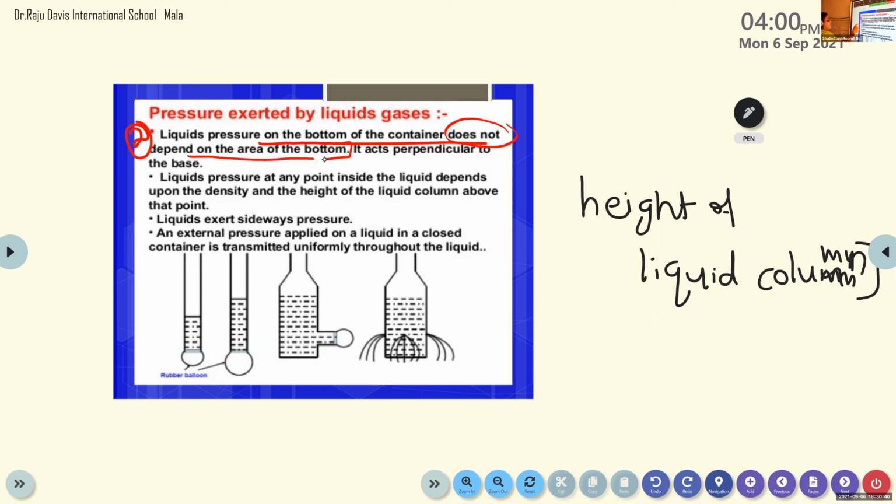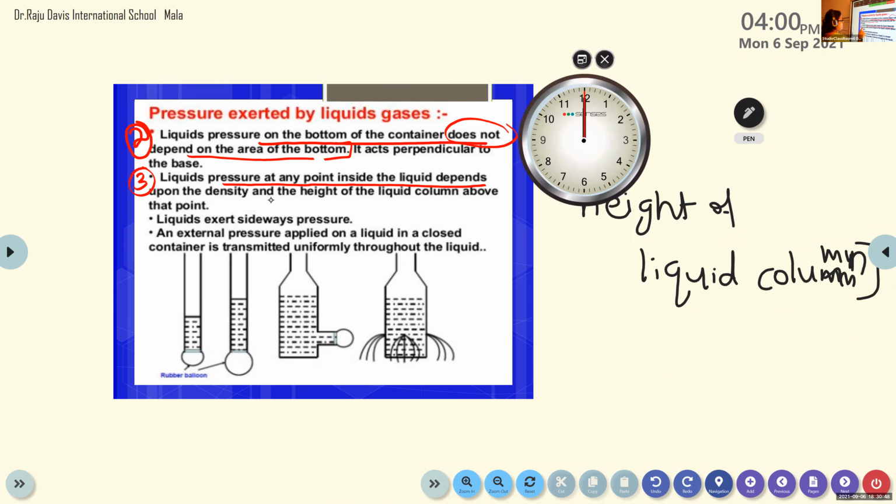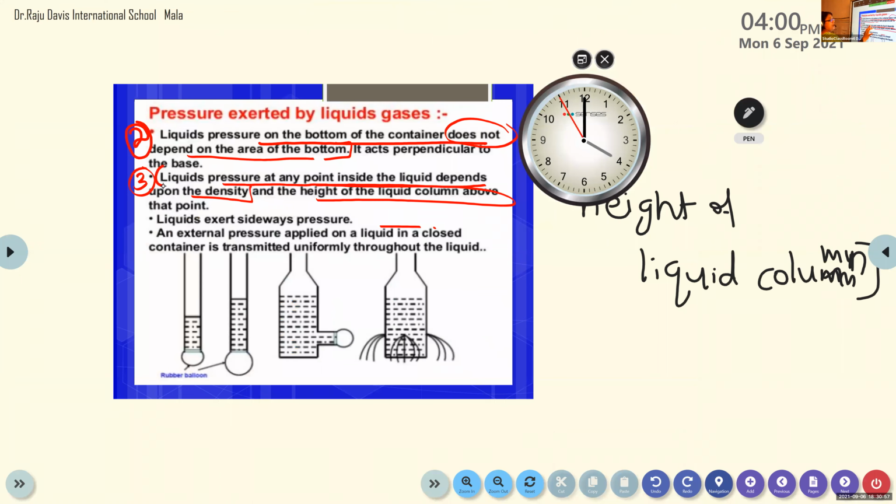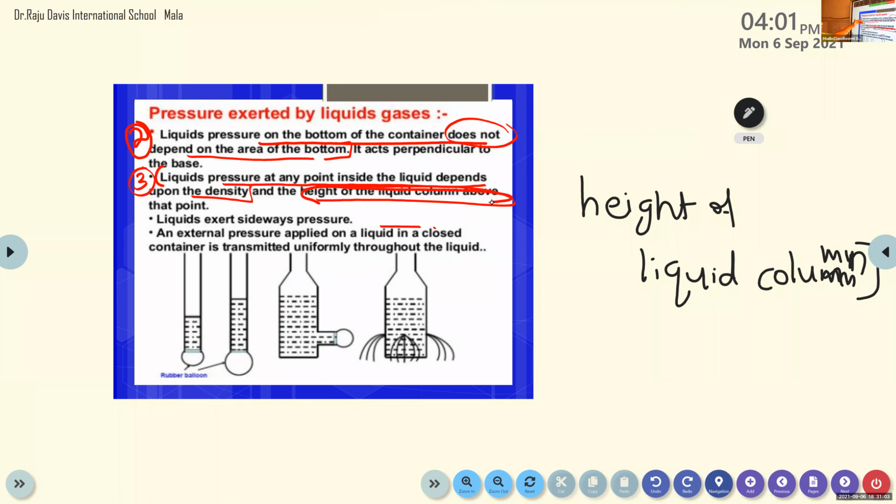Third point, liquid pressure at any point inside the liquid depends upon the density. Height we have already discussed, so you don't have to write that one. You can only write up to here. It is already in the note, but still you can write: liquid pressure at any point inside the liquid depends upon the density.